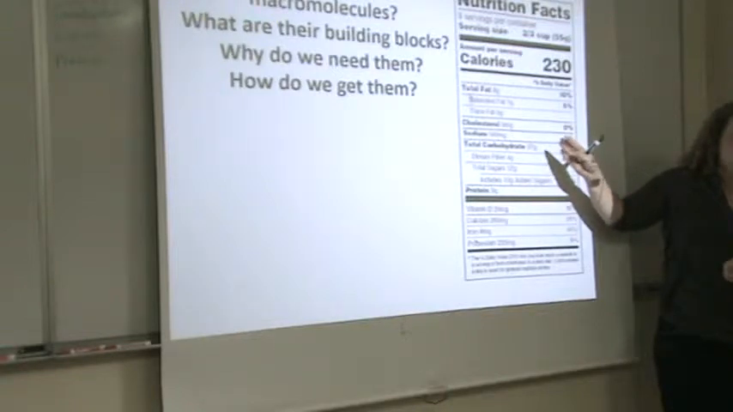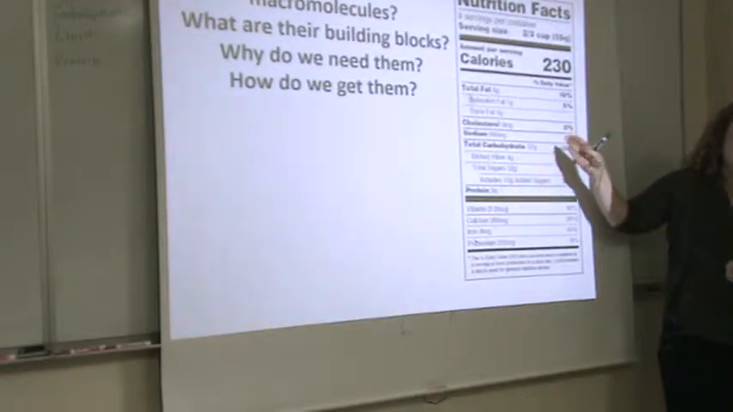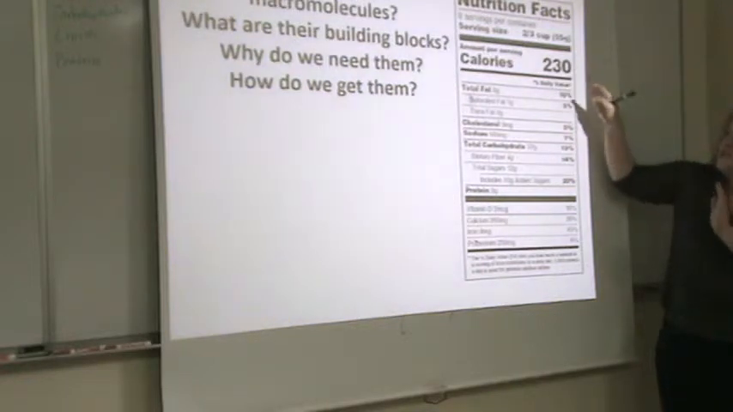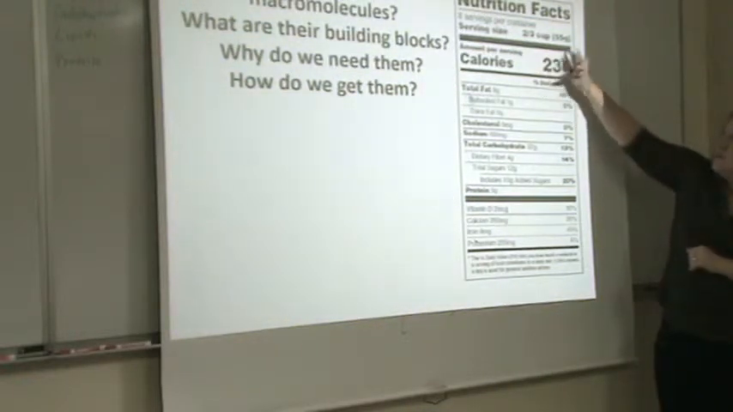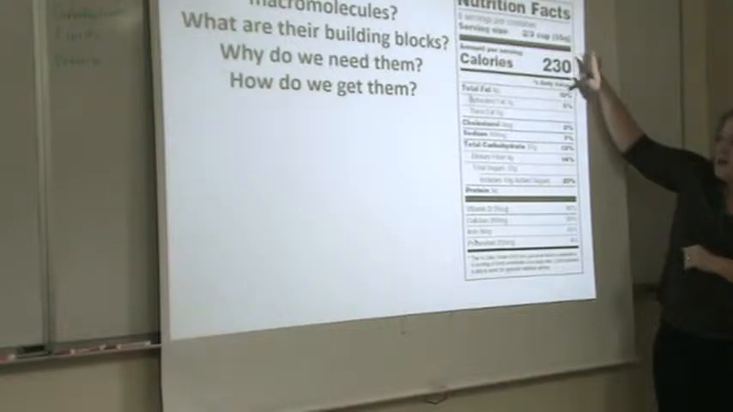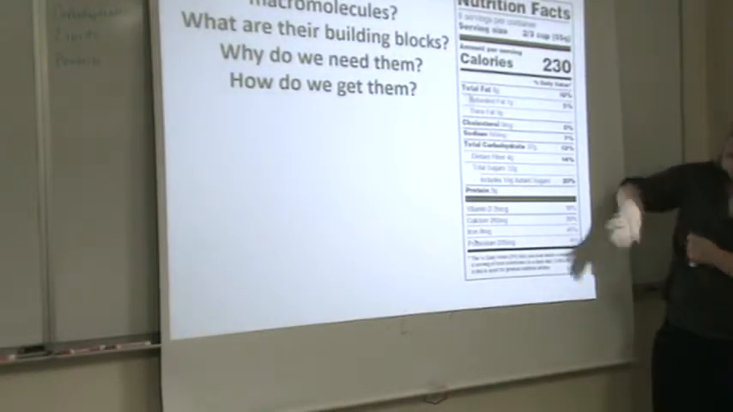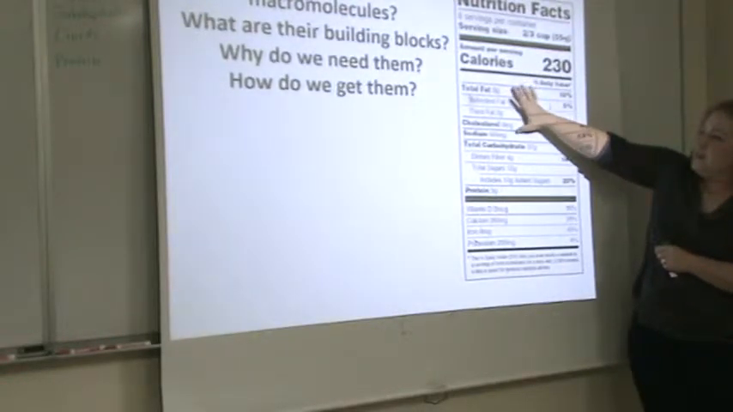So, do you all look at nutrition labels? I didn't when I was young. And they've sort of changed over the years. So it's got, what's the calories? We'll talk about that on Monday. How much fat and cholesterol.